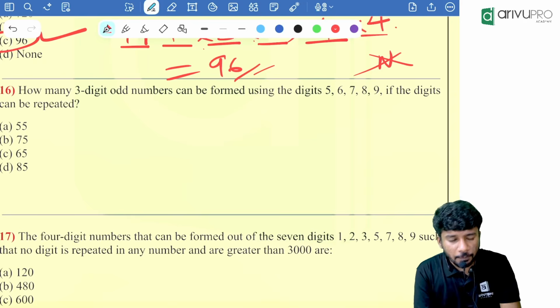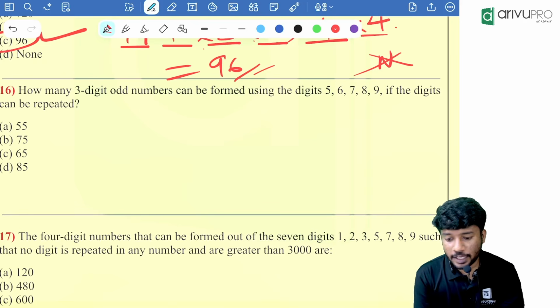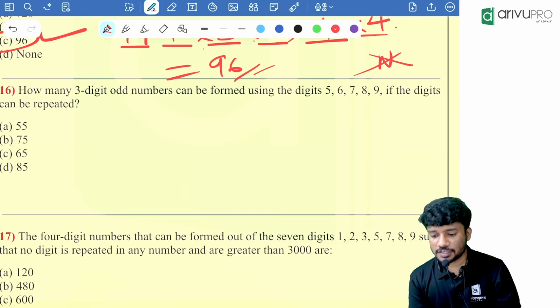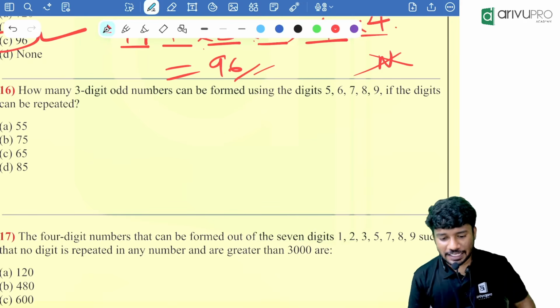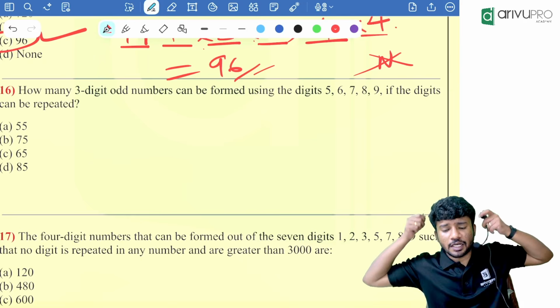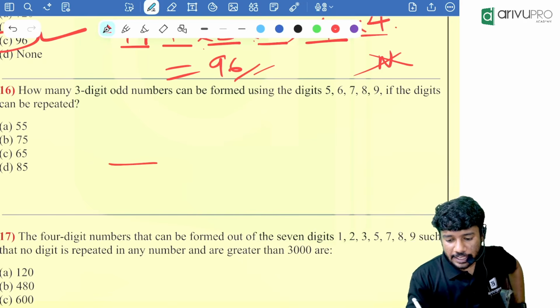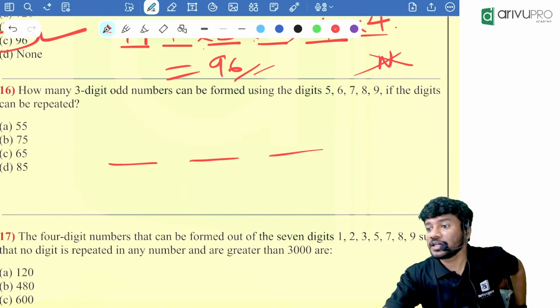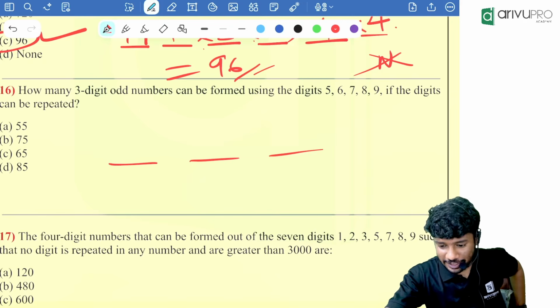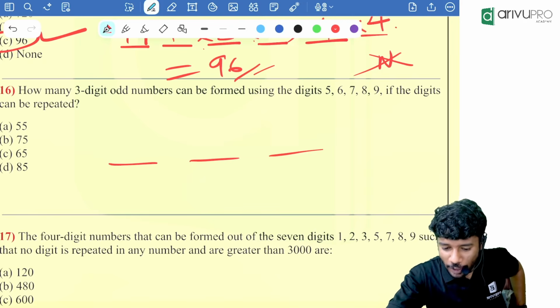3-digit odd number formed using the digits 5, 6, 7, 8, 9, if the digits can be repeated. 3-digit means how many vacant places? 3 vacant places are there. Yes. Now, odd number means what?